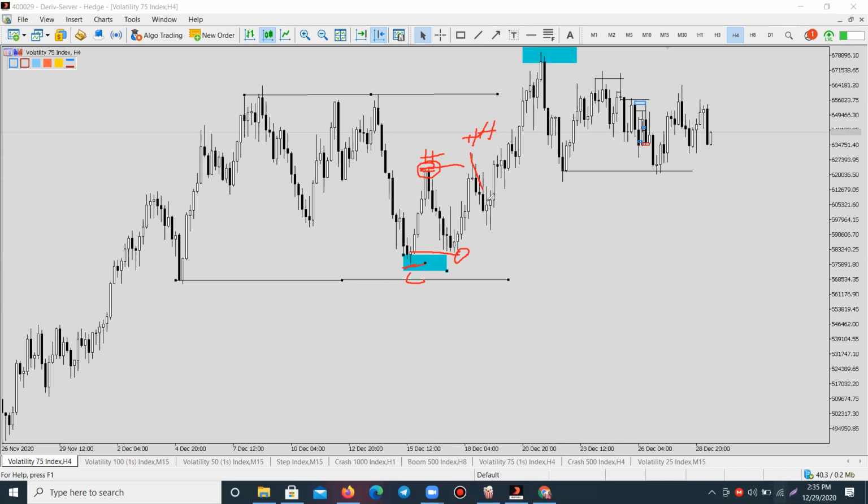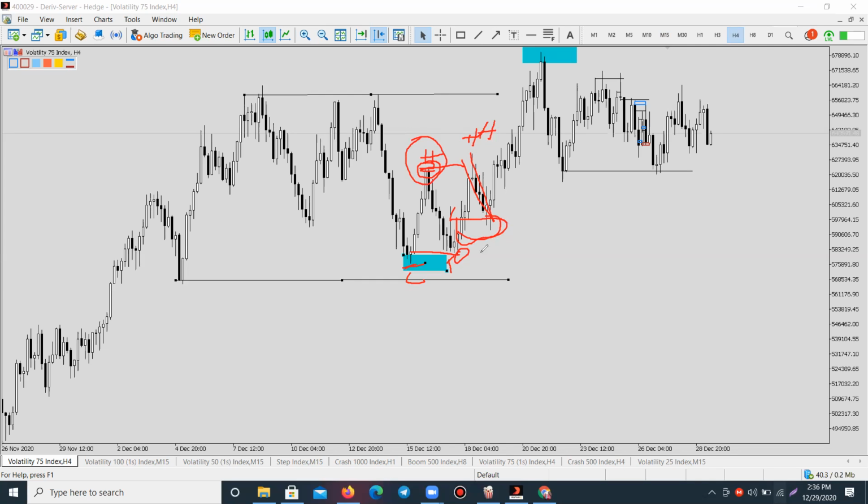Wait for a pullback. When I see a pullback, the pullback happens here where the market drops to the downside to come and confirm this area. I have my first entry here. My partial profit, I took it here. I can even take all my profit on this area.